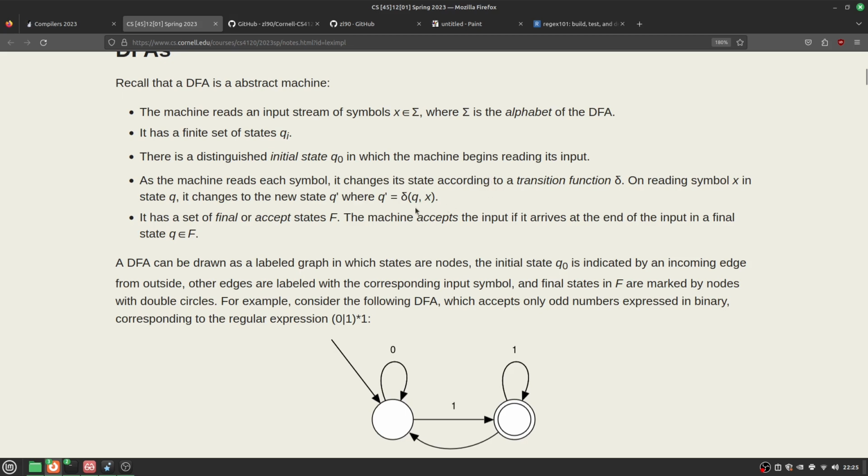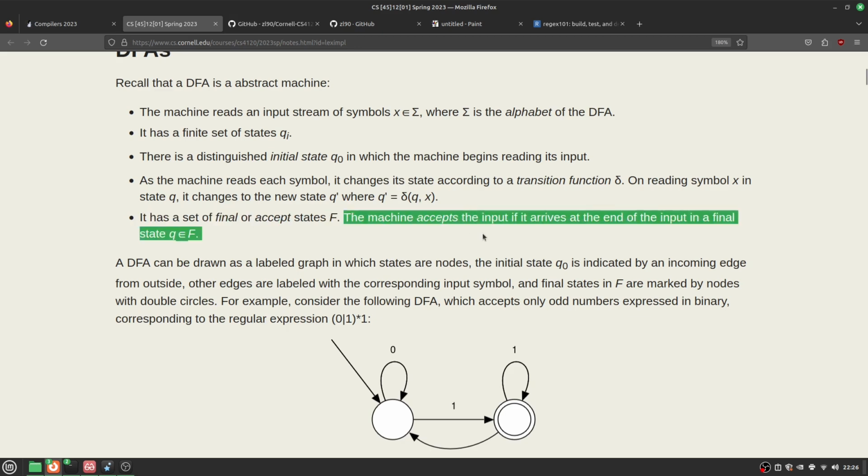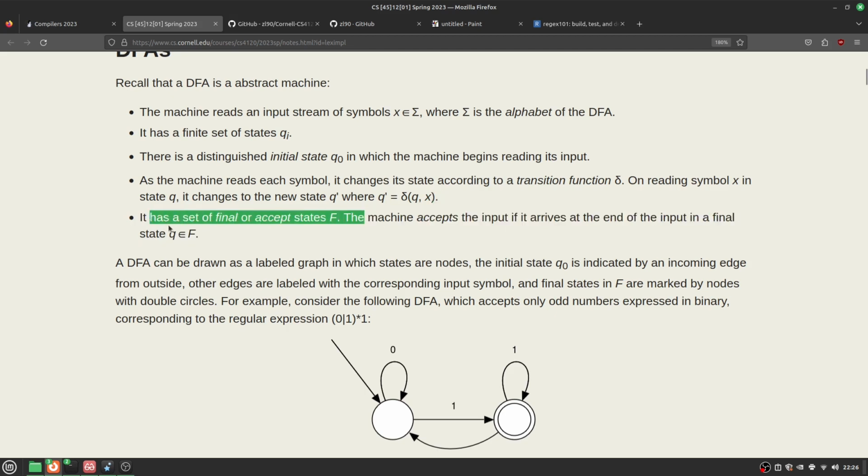Makes sense? So we're sitting in the state Q. To get to Q prime, we apply the transition function on the state and the symbol. Make sense? It has a set of final or accept states F. The machine accepts the input if it arrives at the end of the input in a final state.